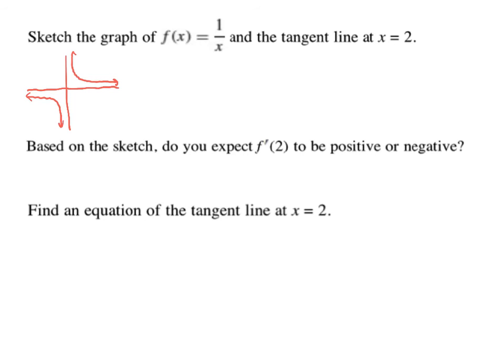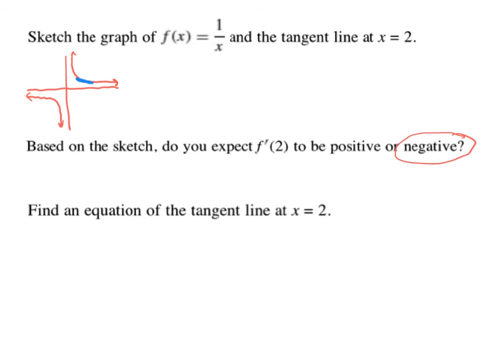So our tangent line at 2 over here. Relatively flat, but it's negative. Okay, so let's see. The reason I'm having you sketch this is because we can really think about what our output should be. So based on the sketch, do you expect f prime of 2 to be positive or negative? So negative. Okay, find an equation of the tangent line at 2.